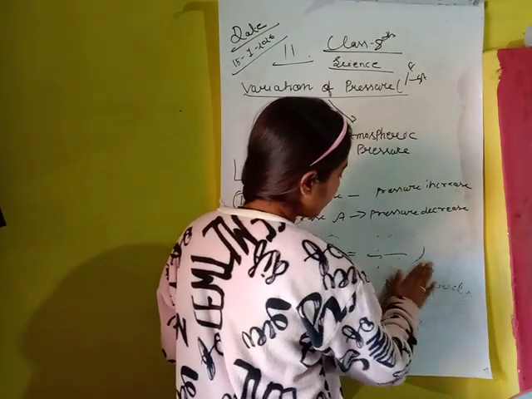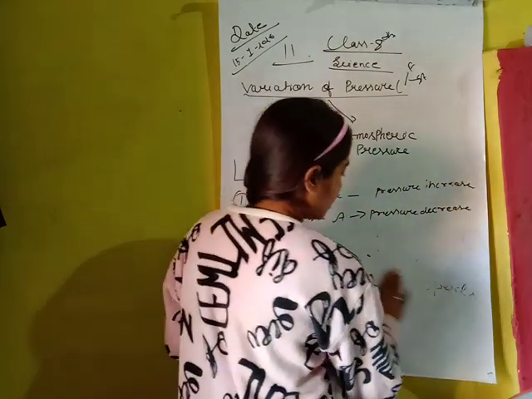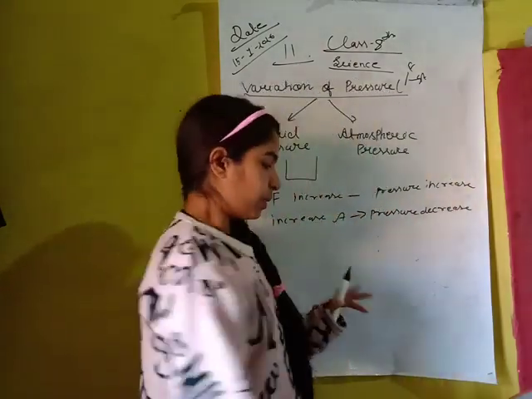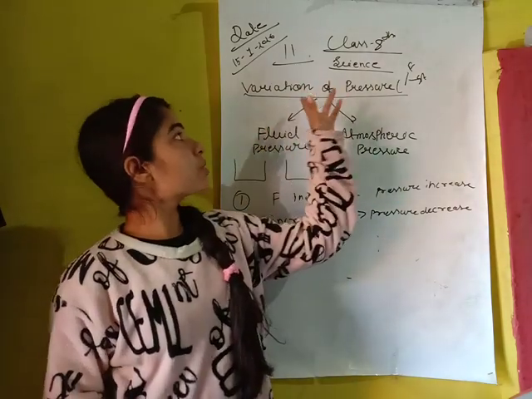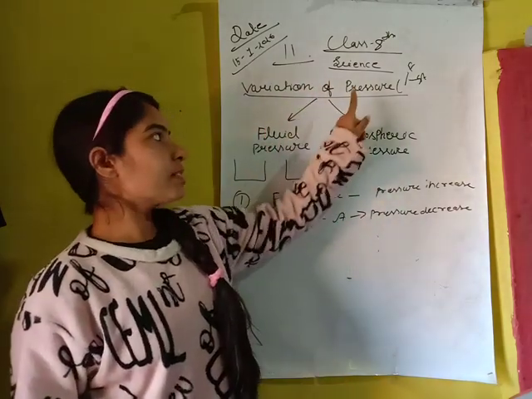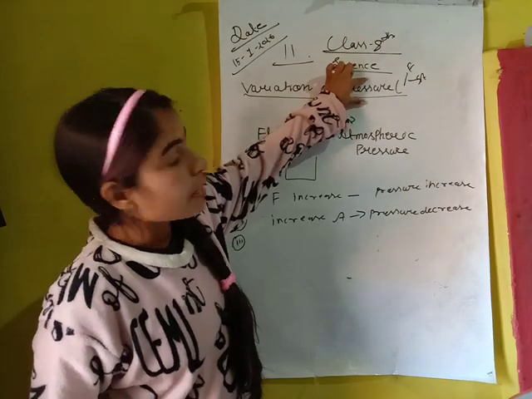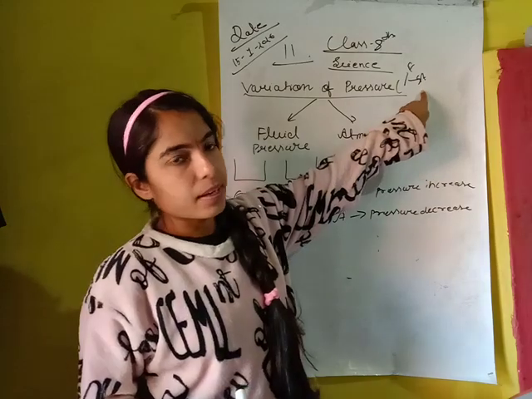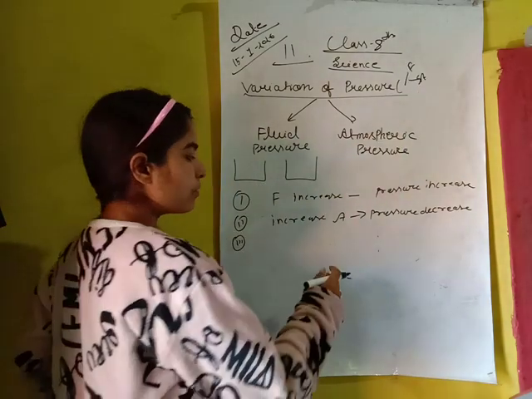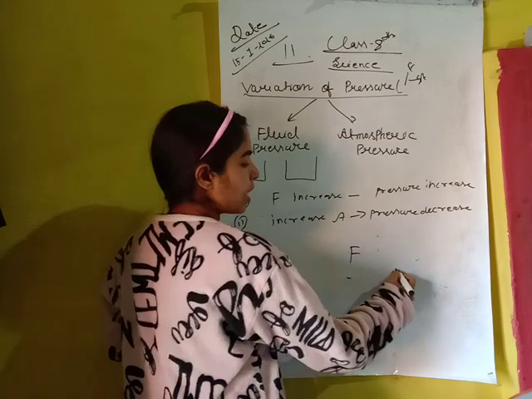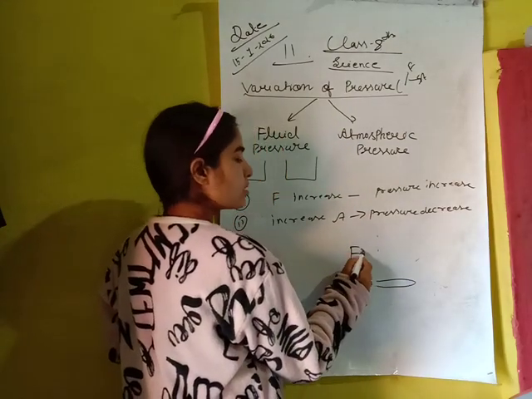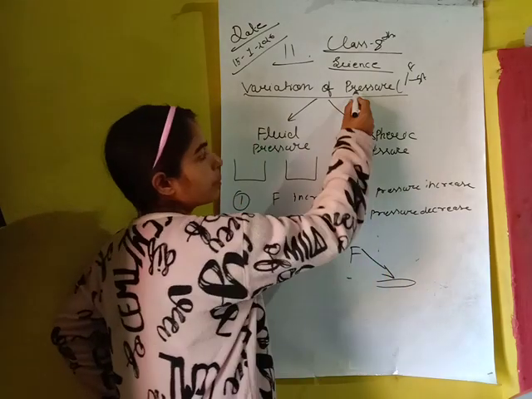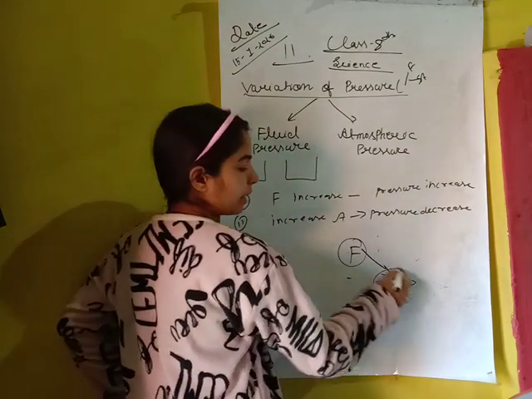Now students, do you know what the variations of pressure are? Here I am telling you the variation of pressure. First thing, students, the pressure depends on the force and the unit area, we can say the surface area. So this is a force and here is the area. This force is exerted on the unit area. So we can say the pressure depends on force and area.